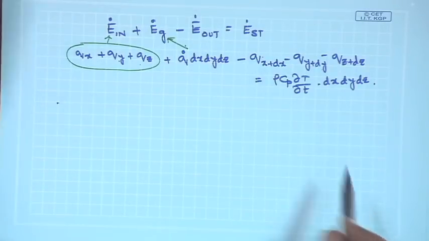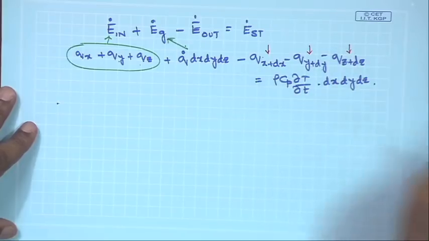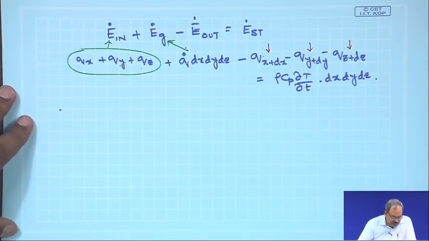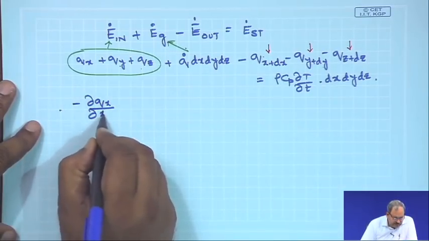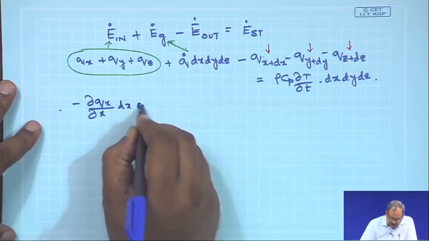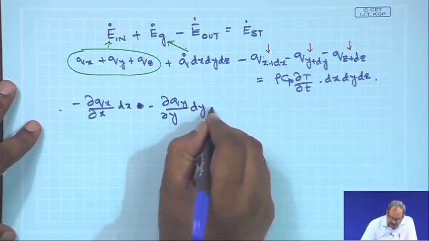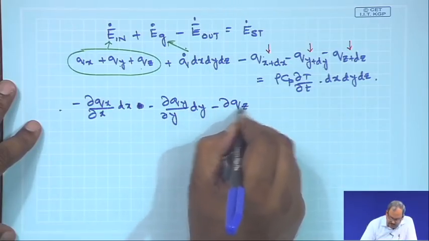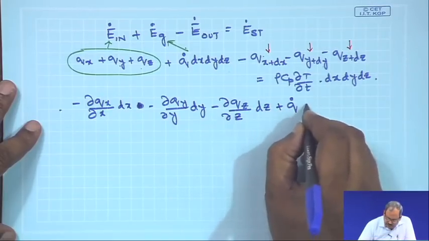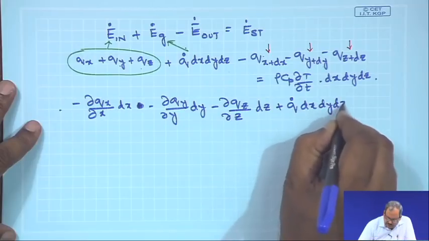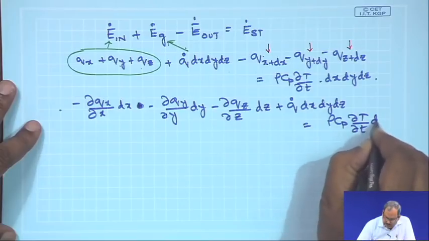So, once we do that simplification, that means once I plug in the expressions of these three and combine with them, what I would get is the final equation as minus del q x by del x times dx, minus del q y by del y times dy, minus del q z by del z times dz, plus q dot dx dy dz is rho Cp del T by del t times dx dy dz.